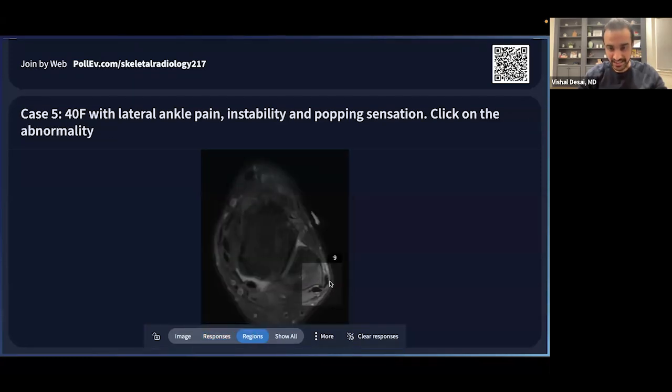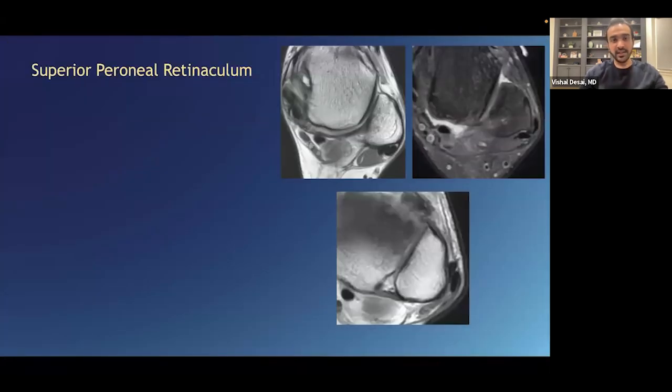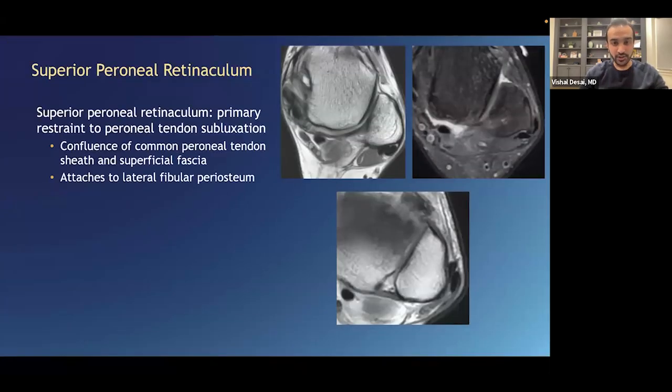So this was a case of a superior retinaculum tear with dislocation of the peroneus brevis tendon. So let's go over that. So the superior peroneal retinaculum, this is the primary restraint to peroneal tendon subluxation, is the confluence of the common peroneal tendon sheath, the superficial fascia of the ankle, and attaches to the lateral fibular periosteum.